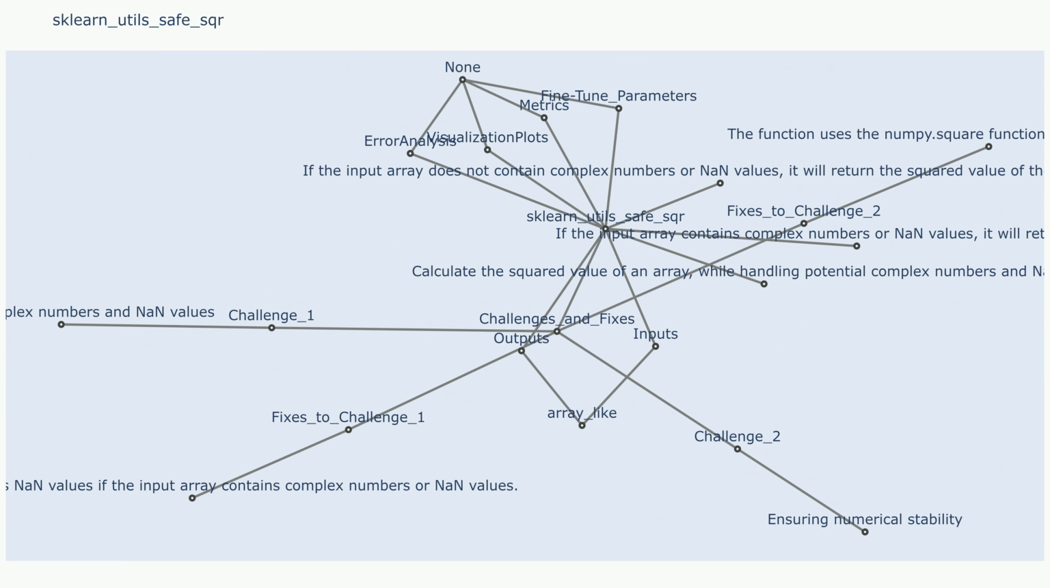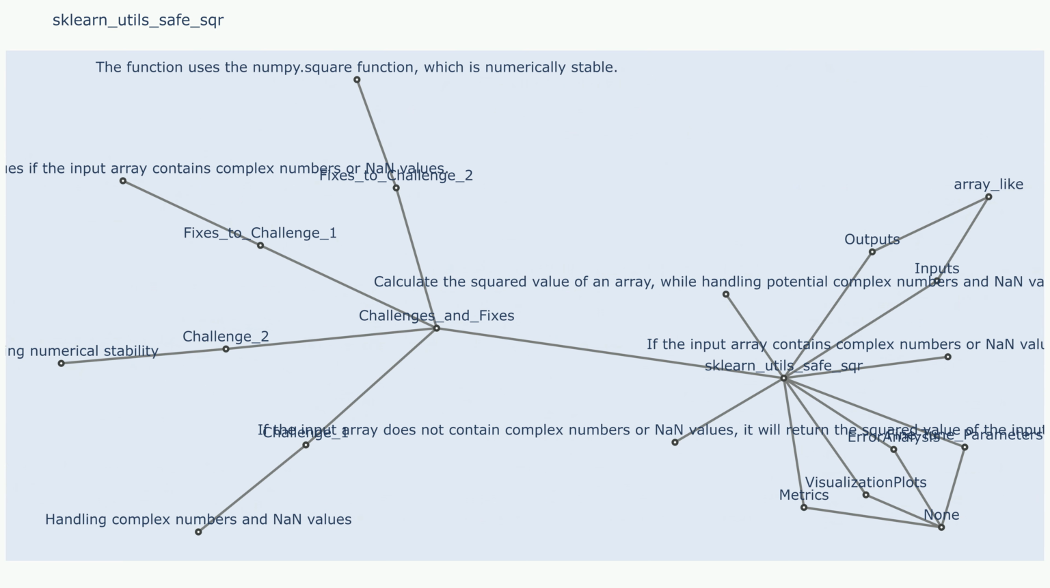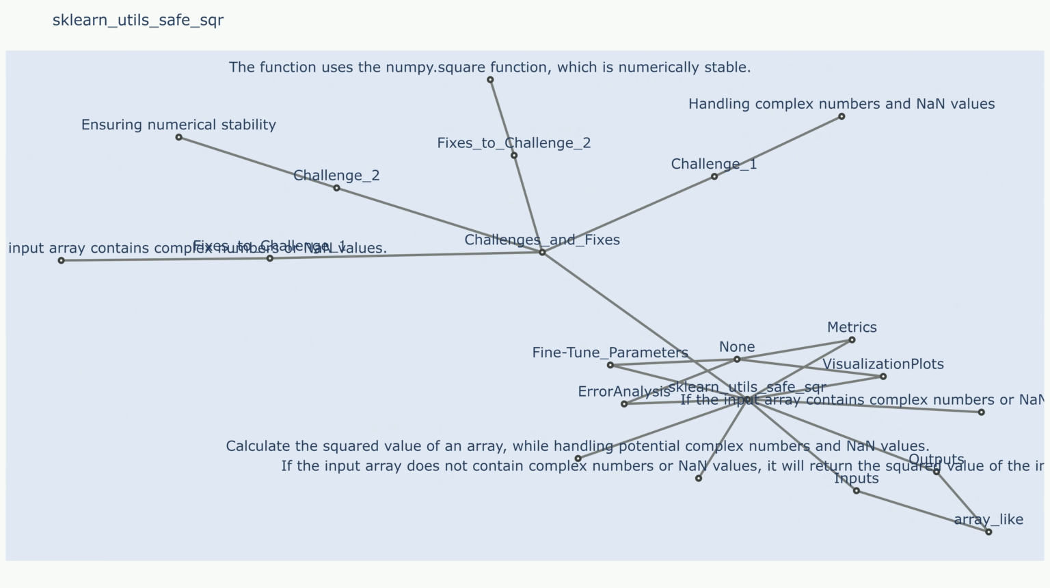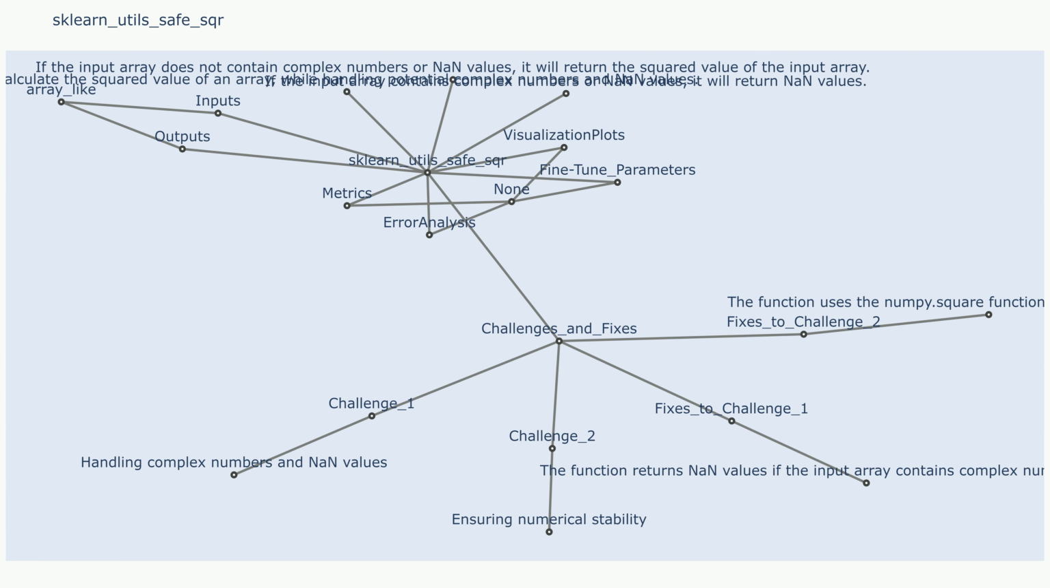Metrics: none, the function doesn't have specific metrics associated with its output. Visualization plots: none, there are no inherent visualization plots specific to this function. Fine-tune parameters: none, the safe_sqr function doesn't have any parameters that can be adjusted or fine-tuned. Uncertainty methods: none, the safe_sqr function is a deterministic operation and doesn't involve any uncertainty or probabilistic methods.